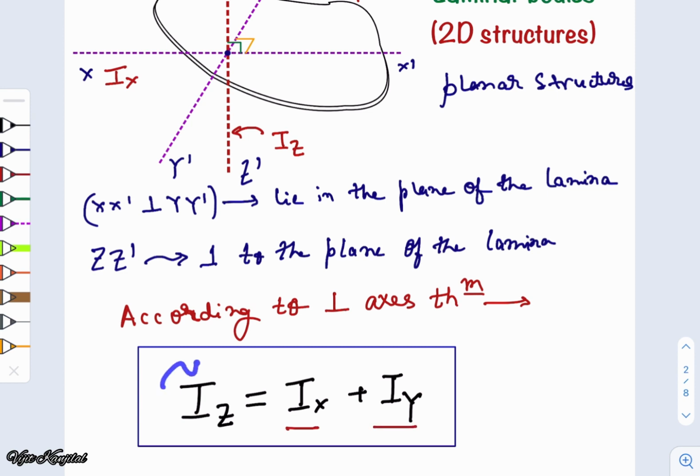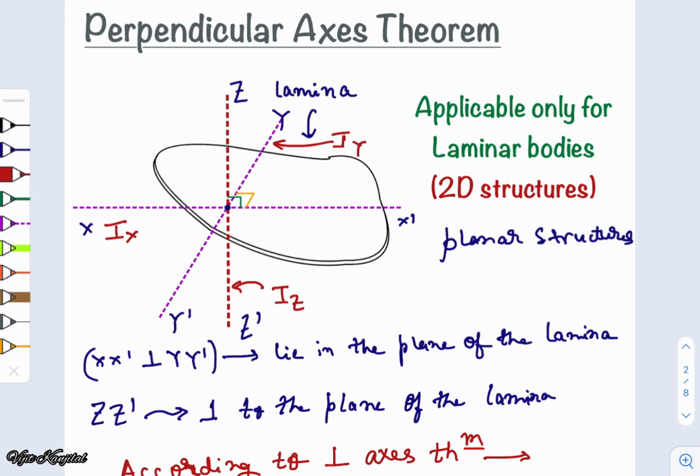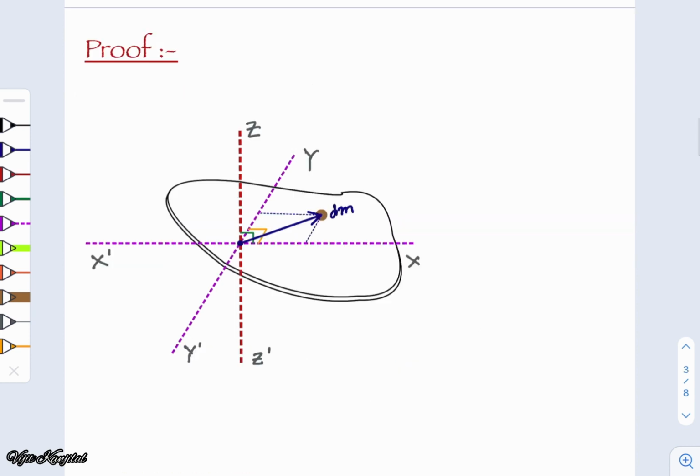That is, the moment of inertia of the rigid body with respect to an axis which is perpendicular to the plane of the planar rigid body would be the summation of the moment of inertia of the lamina with respect to two axes which are mutually perpendicular to each other and lying in the plane of the lamina. So this is pretty simple, straightforward and easy. That is, Iz equals Ix plus Iy. Now let us see how we prove this particular theorem.